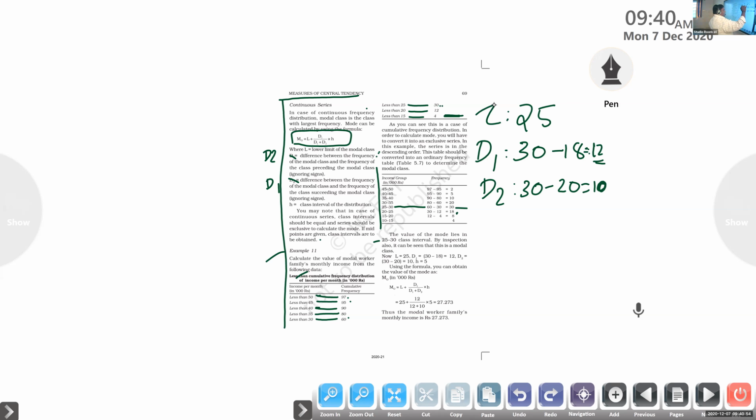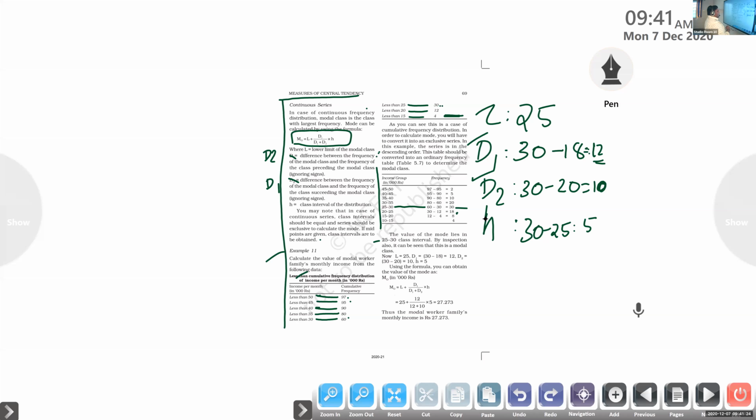We got L, we got the value of D1, we got the value of D2, and the next one we want is the value of H. H is the difference of the class, right? What is the magnitude here? 5 only, right? 30 minus 25 is equal to 5. So we got all these values: D1, D2, and H also.